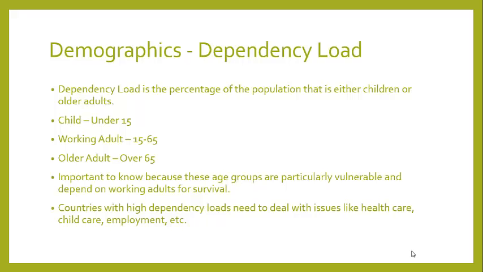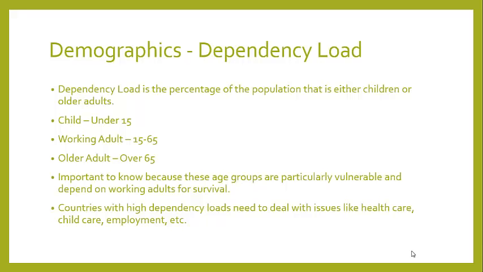And now it's important to know this because these age groups, children under 15 and adults over the age of 65, are particularly vulnerable, and they depend on working adults for survival. So children can't really provide for themselves. They need their parents to help take care of them. And older adults, they might be retiring, they can't really work as long, they might be sick and need taken care of. They rely on others for their survival.